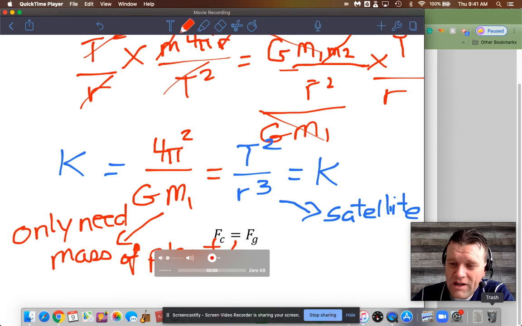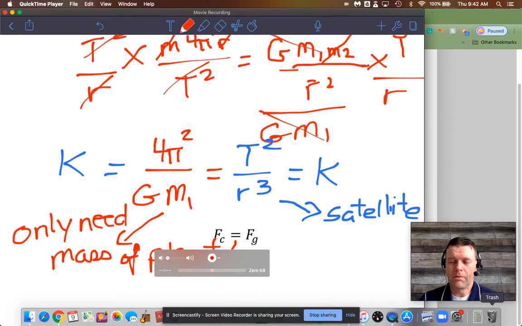You don't need the radius of the planet, like the physical radius of the planet. You don't need to know how fast the planet is spinning or anything like that. All you need to know is the mass of that planet. And what's super powerful about this math is this is how we actually get the mass of a planet.